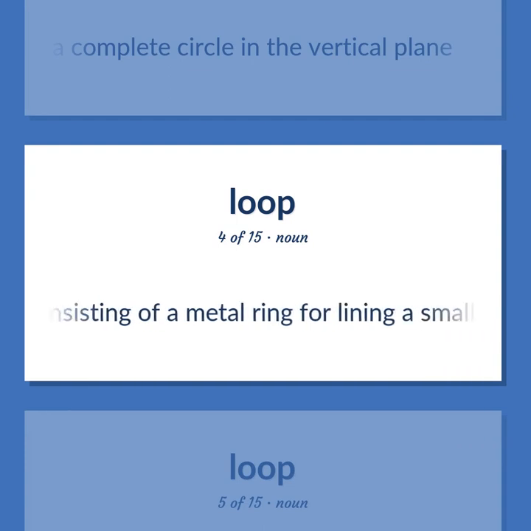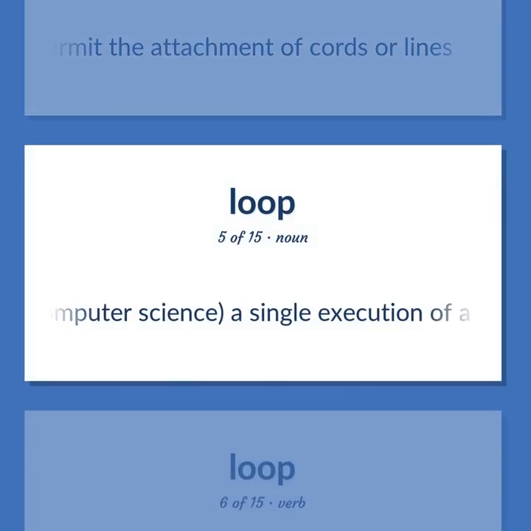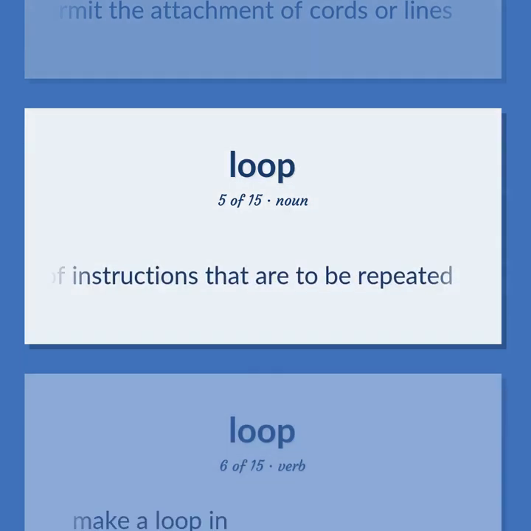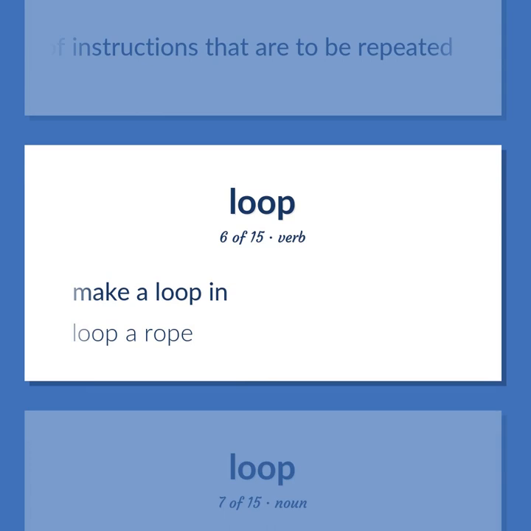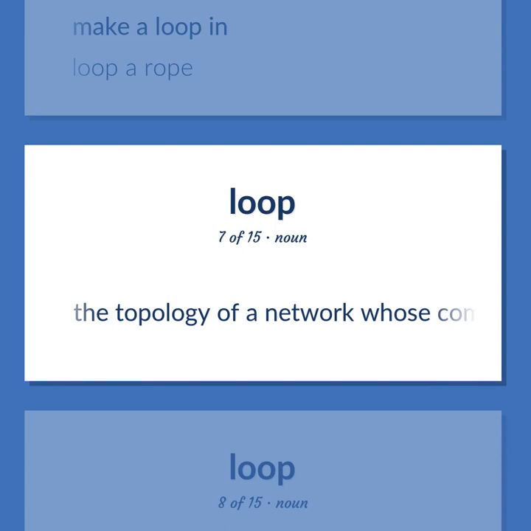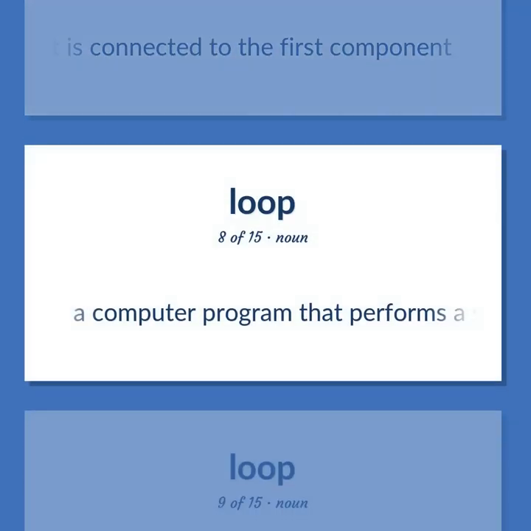Fastener consisting of a metal ring for lining a small hole to permit the attachment of cords or lines. Computer science. A single execution of a set of instructions that are to be repeated. Make a loop in. Loop a rope. The topology of a network whose components are serially connected in such a way that the last component is connected to the first component. A computer program that performs a series of instructions repeatedly until some specified condition is satisfied.